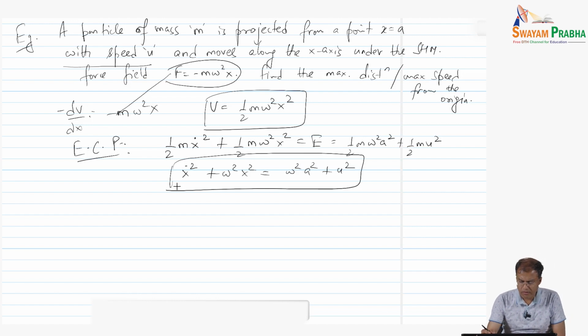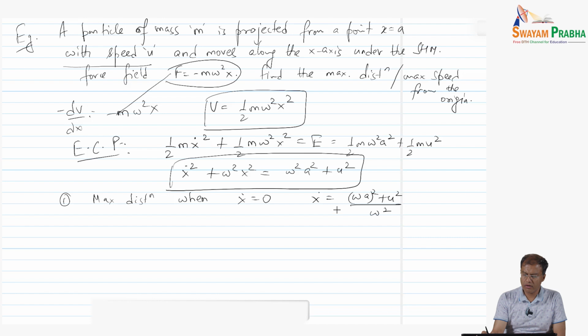The max distance will be the case when the speed becomes 0, right? So the max distance from the origin is at the time when the speed becomes 0, and we find that x comes out to be the square root of omega square a square plus u square, all divided by omega square. There will be two values, plus and minus, because the particle is experiencing an SHM, which means that it can achieve a max distance either side of the origin, right?